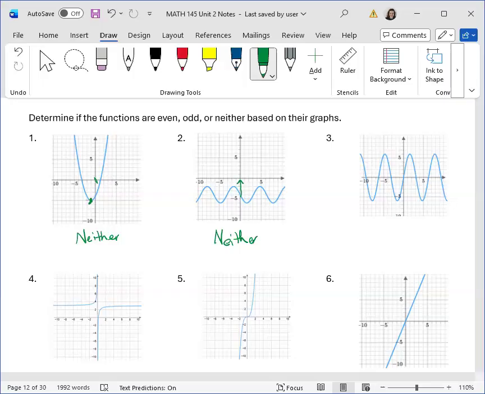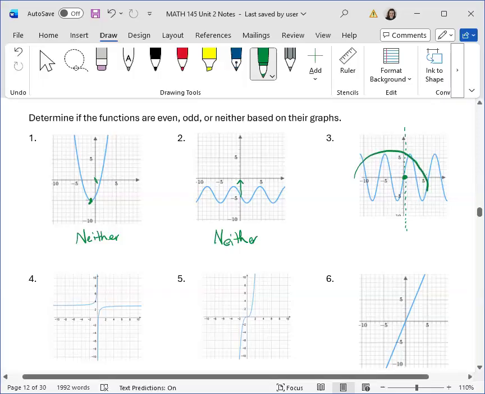Okay, looking at number 3. If I were to fold on the y-axis right here, the left side is not going to match up with the right side. So it's not an even function. However, if I were to rotate this graph about the origin 180 degrees, so if I were to take that x-axis and rotate it over here, too far, just to 180 degrees, which is a straight line, the left side would match up with the right side. So therefore, this is an odd function.